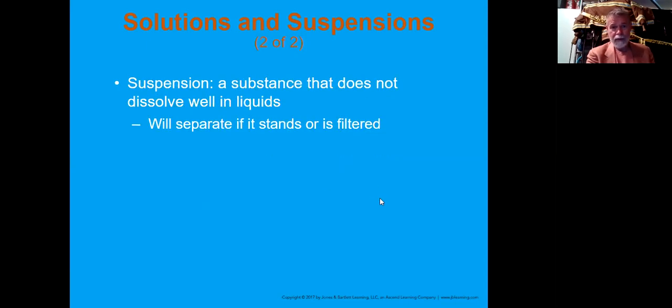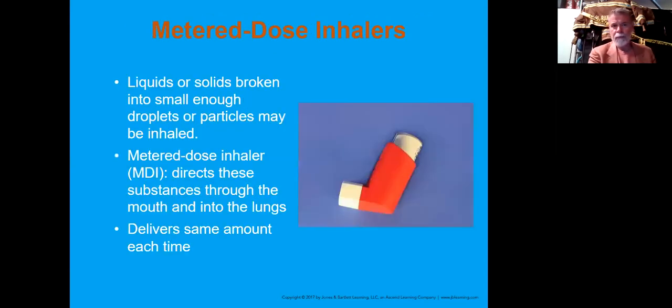Now, the suspension, a little bit different. It does not dissolve well in liquids. It separates if it stands or is filtered, but I may be wrong on this, I can't think of any medication route currently for EMT that may be using a suspension.